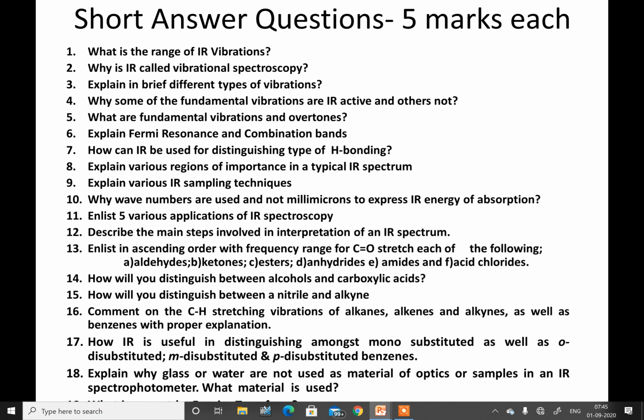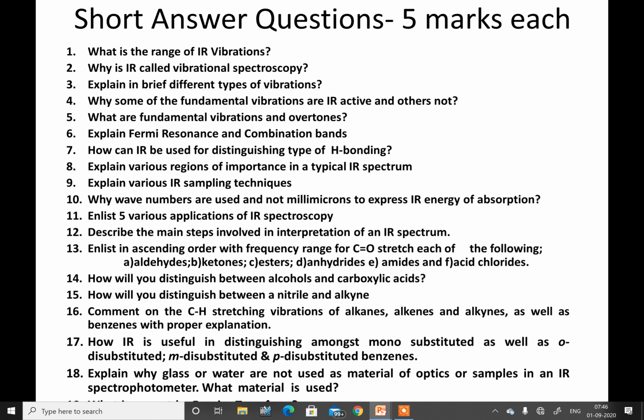How can IR be used to distinguish types of hydrogen bonding? Explain various regions of importance in a typical IR spectrum. Explain various IR sampling techniques. Why are wave numbers used and not millimicrons to express, why are we going for centimeter inverse instead of millimicrons? We have to explain that. Enlist five various applications of IR spectroscopy. Describe main steps involved in the interpretation of an IR spectrum.